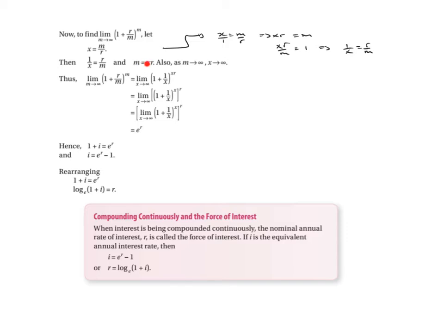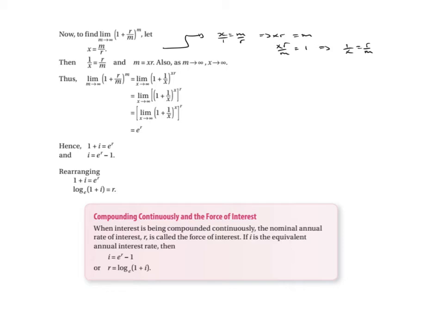We also know that M is equal to XR. I've done that here, you can see. And as M heads towards infinity, that means X has to head towards infinity as well, because as M gets bigger, X will get bigger. So we're changing the original: the limit of M heading off to infinity of 1 plus R over M to the power of M we can rewrite as the limit of X heading off to infinity of 1 plus 1 over X, and because we have M to the power of M, it's the power of XR. So that's the first line.